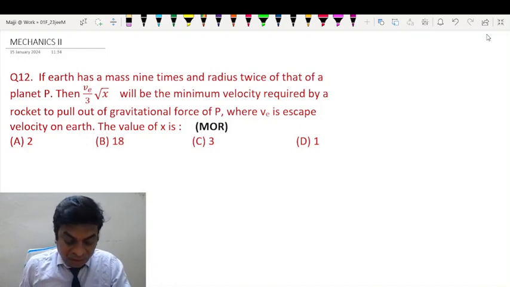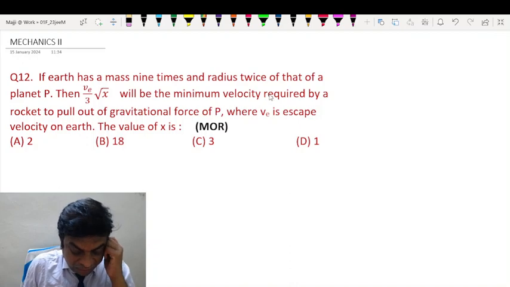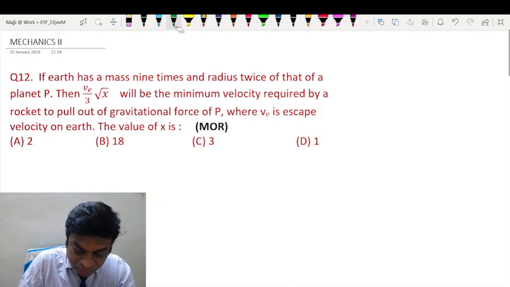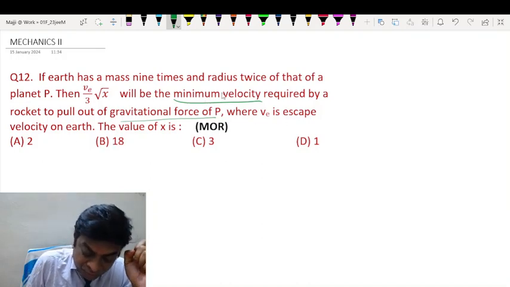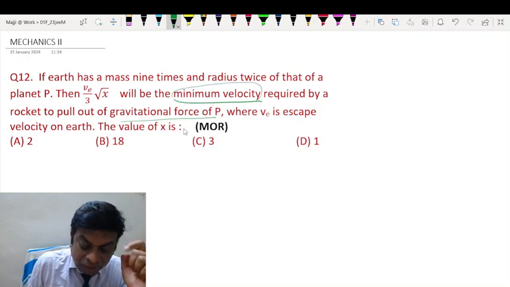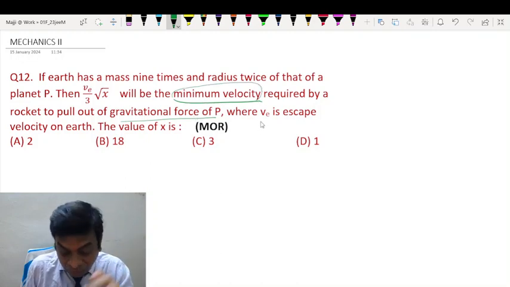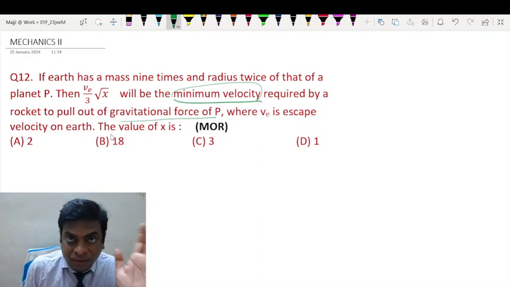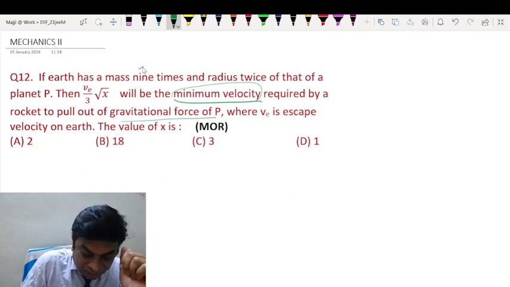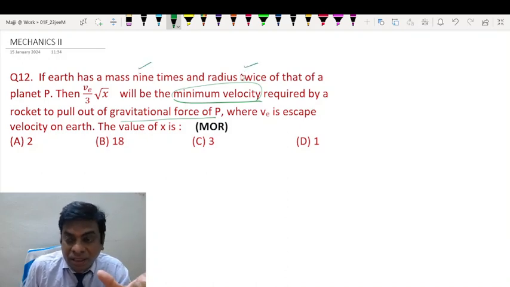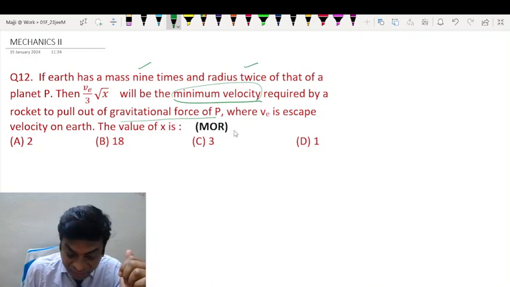You can see, if Earth has a mass 9 times and radius twice of that of planet P, then x by 3 root x will be the minimum velocity required by a rocket to pull out of gravitational force of P, where VE is the escape velocity on Earth. In other words, students, we have to find the escape velocity for the planet P in terms of VE, where VE is the escape velocity for Earth. The information furnished is regarding the mass and the radius. The relationship between the mass of Earth and the mass of the planet is given, and also between their radius.